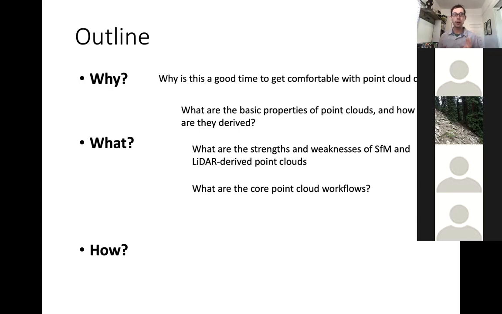Next, I'm going to talk about what the core workflows are that we need to employ to boil all this complex data down into really useful information in environmental science. And I'm going to focus on the workflows that are pretty well established and scalable. But I'm also going to talk a little bit about what's coming in terms of the cutting edge workflows that we expect to be more common in the future as these methods continue to develop.